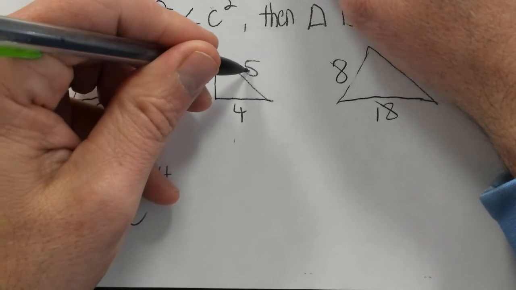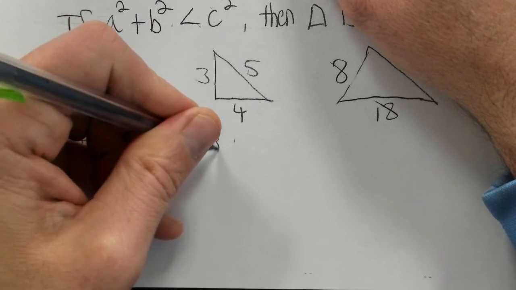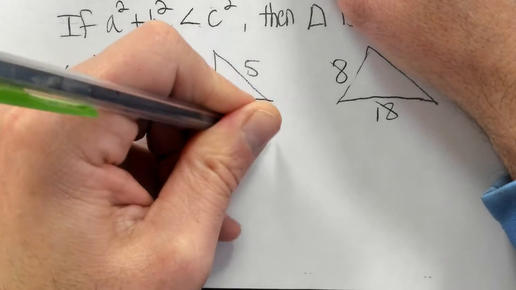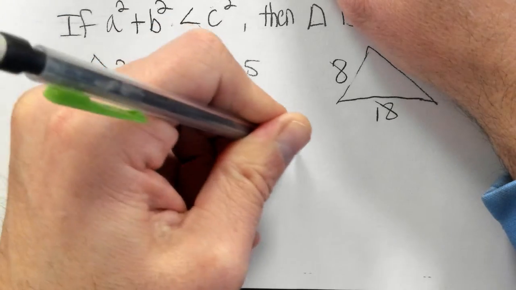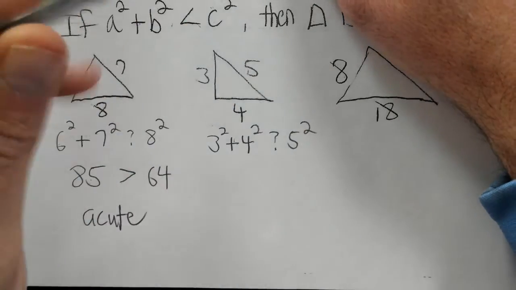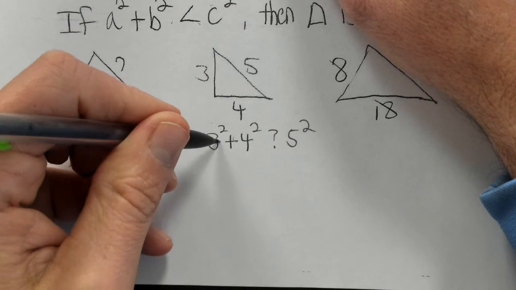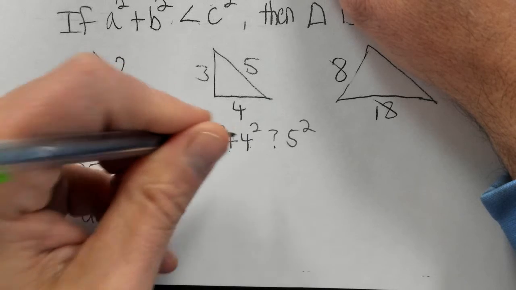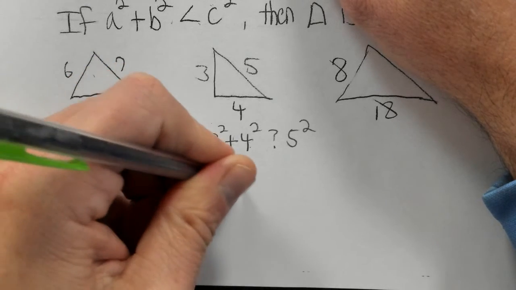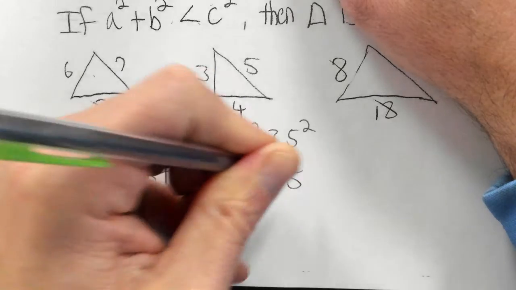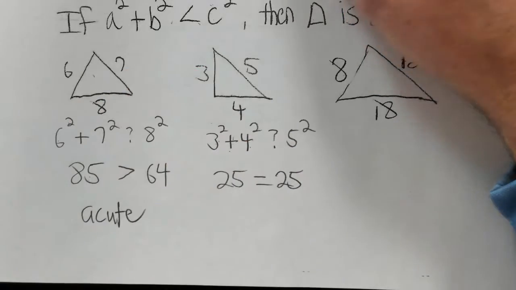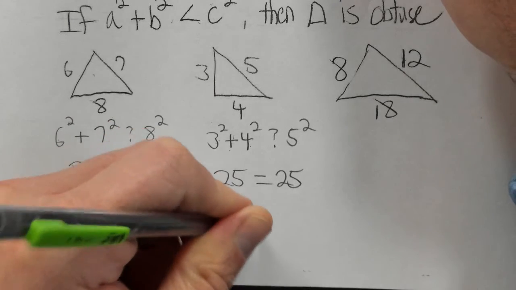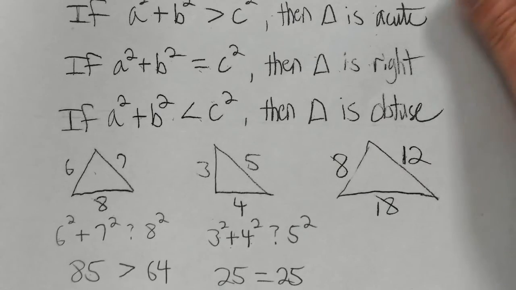So here, 5 is the biggest one. So we'll go 3 squared plus 4 squared. And we want to see how that compares to the 5 squared that we have. And so that would be 9 plus 16, 4 squared is 16, which is 25. And I want to see how that compares with 5 squared, which is 25. They're equal. So since they're equal, we know that this is a right triangle, from the theorem, the middle statement.